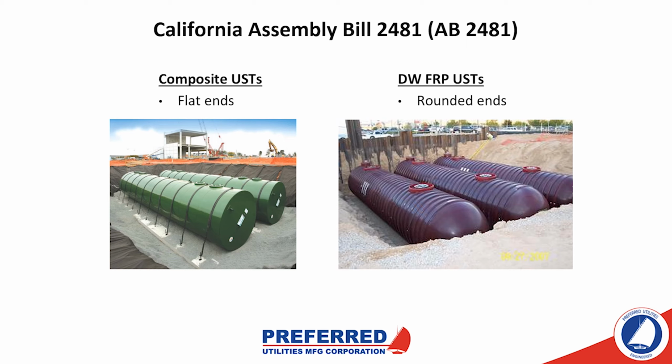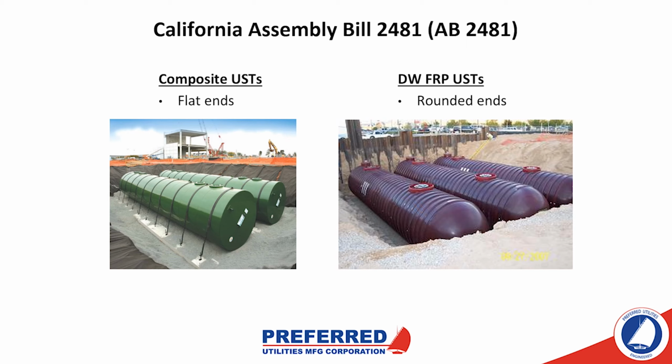This is just a quick slide to show a couple of the types of tanks that we're going to encounter out there that have to comply with AB 2041. They're composite USTs and double wall fiber reinforced plastic USTs. The way you can tell them apart at a quick glance is composite USTs, which are FRP over a steel primary inner tank, have flat ends. Double wall FRP tanks actually have rounded ends. So that's a quick and easy way to identify them.